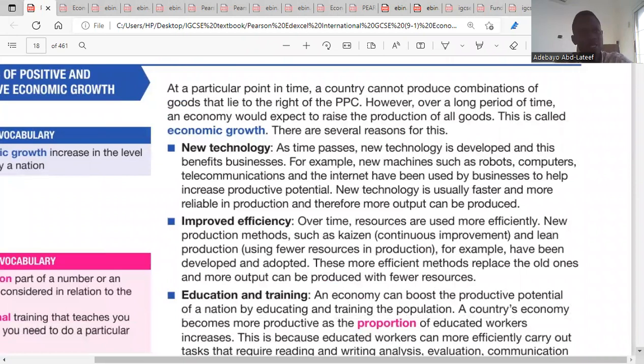What it basically means is that the output is growing, because for every economy, what you do is you produce either in goods or in services. So these things that we produce are outputs. So if our output increases, it means that the economy is growing. So economic growth means increase in output. Is that clear? So economic growth, increase in output.